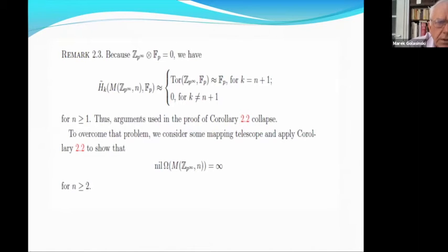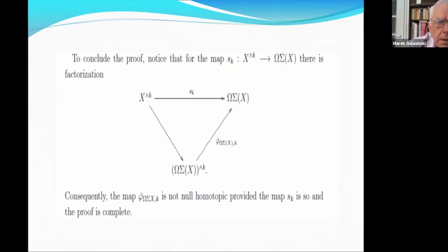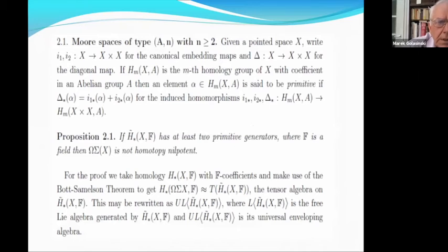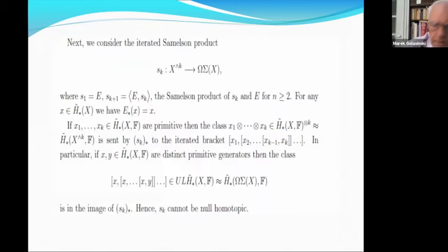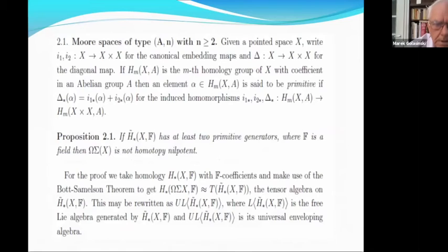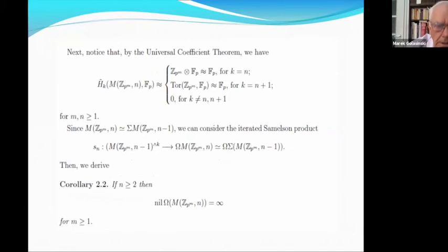Sorry, here is something is wrong. Sorry, what happened? Okay, this is so homotopy nilpotency of loops on such Moore spaces is infinite, but n is at least 2.